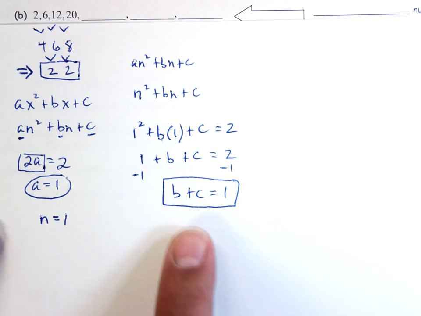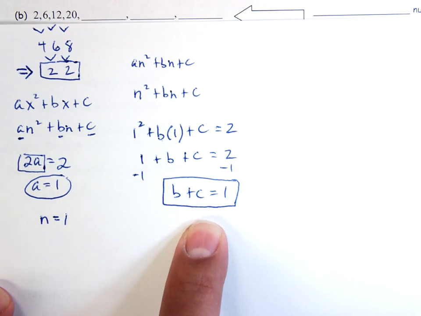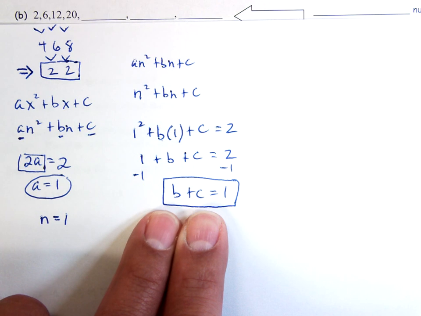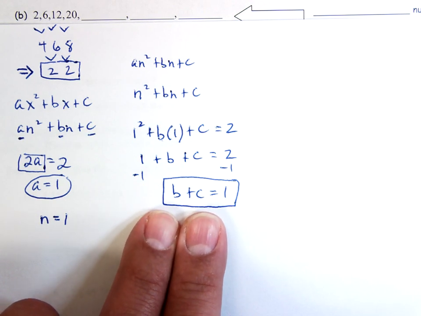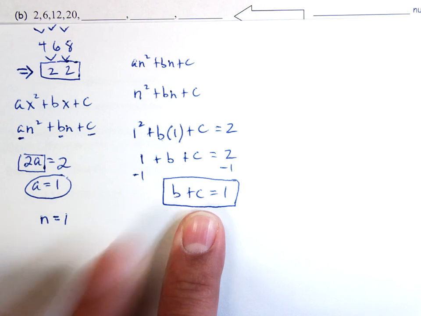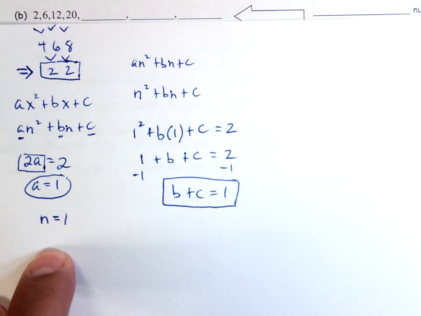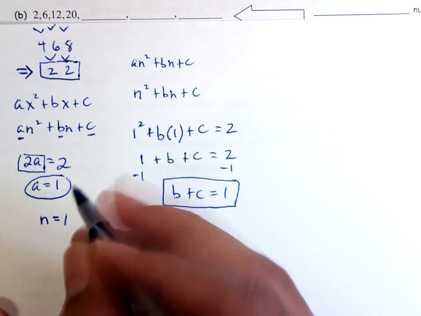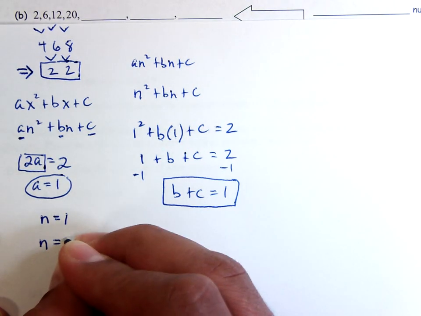Okay, I want one more of these because I can't solve this the way it is. I have two unknowns and I have one equation. You remember, Algebra 1 told us if I have two unknowns, I want two equations to be able to solve that. So I'm going to do the exact same thing I did a while ago. But instead of using n is equal to 1, now I'm going to set n equals 2.